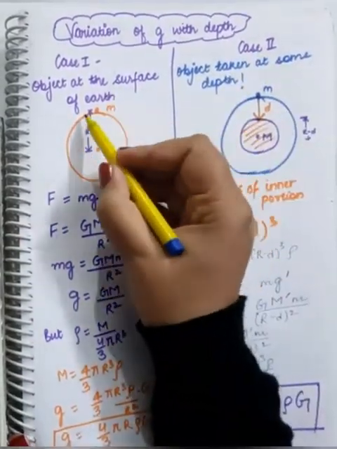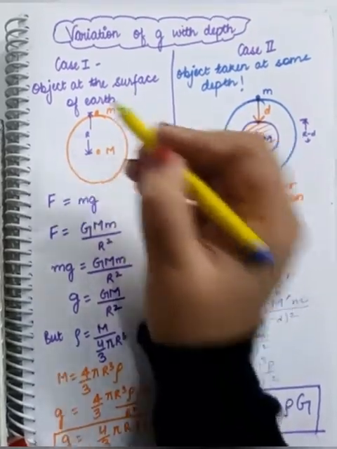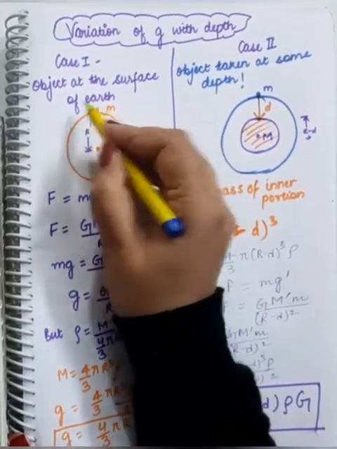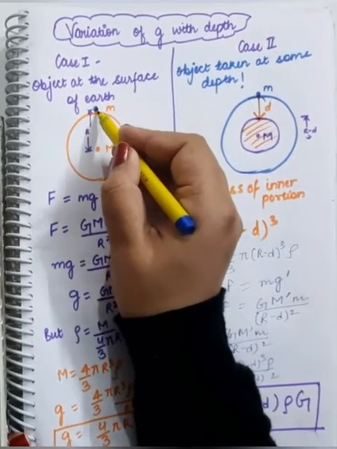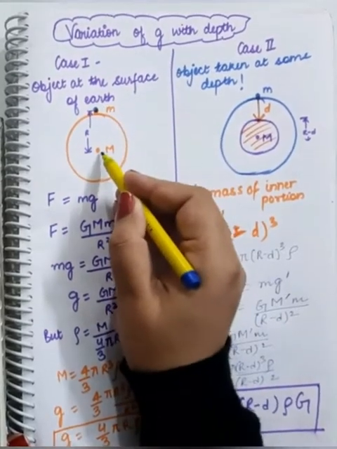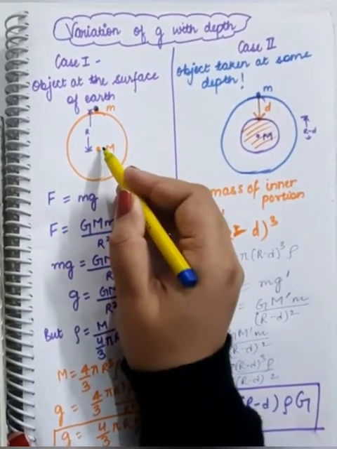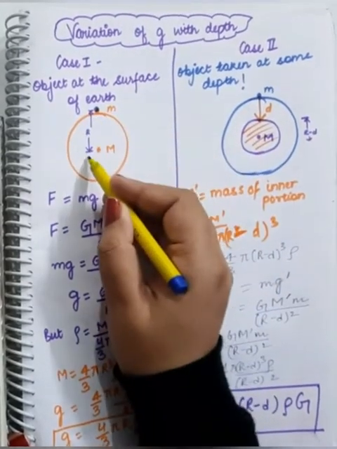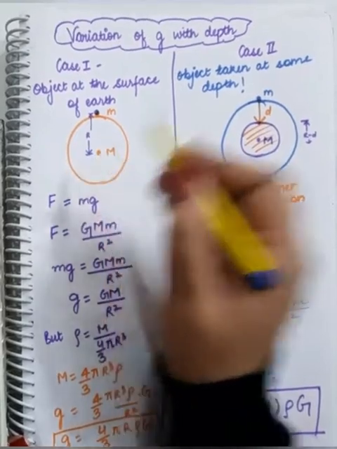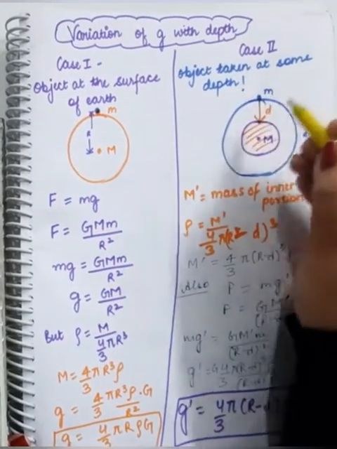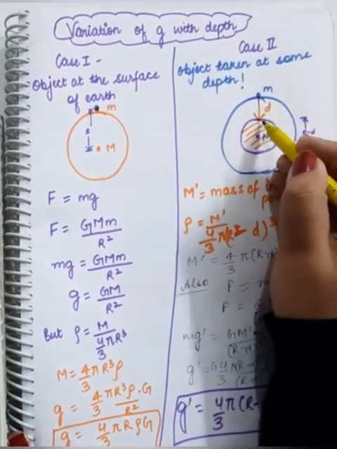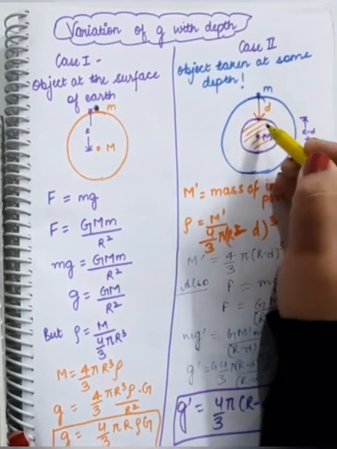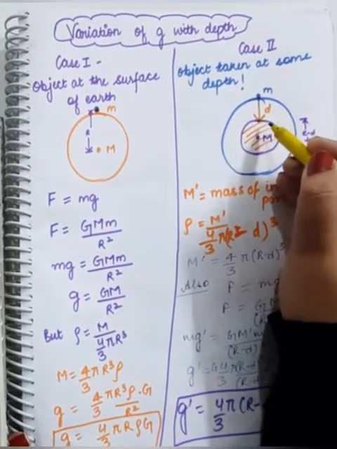Case number one, this is the Earth. This is the surface of the Earth. Case number one, the object is on the surface of the Earth. The mass of the Earth is situated at its center, like it's located at the center of mass. This is the radius of the Earth. And this is case number two. The object is taken to some depth inside the surface of the Earth, right? So how to go about it?